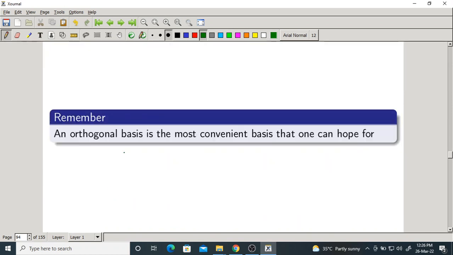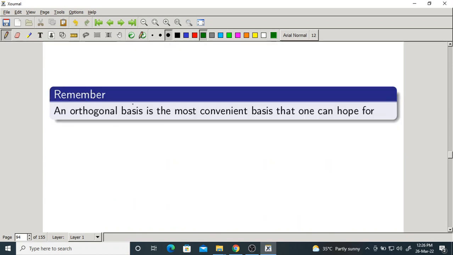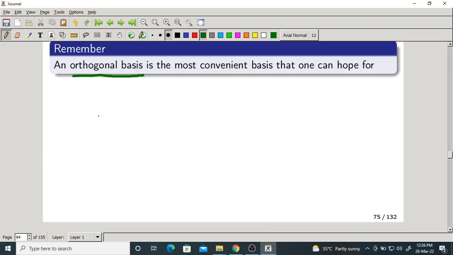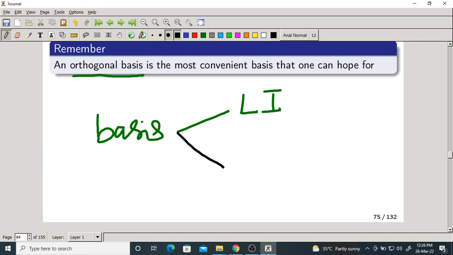Okay. Now that's why we need to have orthogonal basis functions, because they are the most convenient basis functions. Let me tell you one thing. If you remember, in the starting itself I told you the basis functions have to be linearly independent. But what I am saying is, for convenience, the basis functions have to be orthonormal.